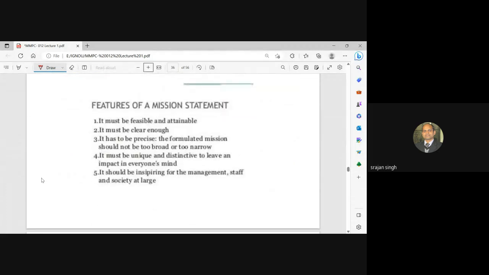Next, features of mission statement: it must be feasible and attainable. It must be clear. It has to be precise and formulated. Mission should not be too broad or too narrow. It must be unique and distinctive to leave an impact in everyone's mind. It should be inspiring for management, staff, and society at large.